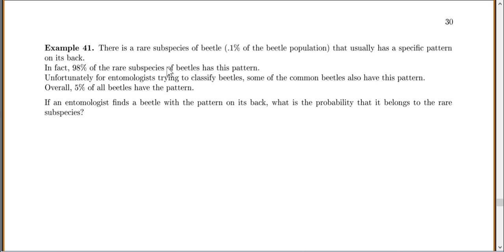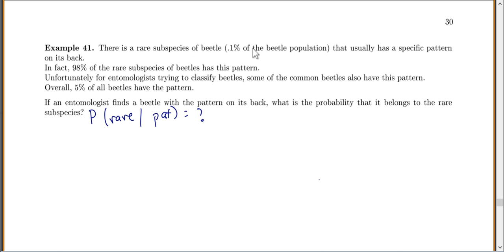So it sounds like if 98% of the rare species has this pattern, you think, okay, if I see this pattern, that means it's going to be that beetle. But it might not be the case because other beetles also have that pattern. Okay. So it comes down to what are we looking for here? If an entomologist finds a beetle with the pattern on its back, what's the probability that it is that rare subspecies? So that's what we're looking for. That's our whole goal. Let's write down the information they actually told us though.